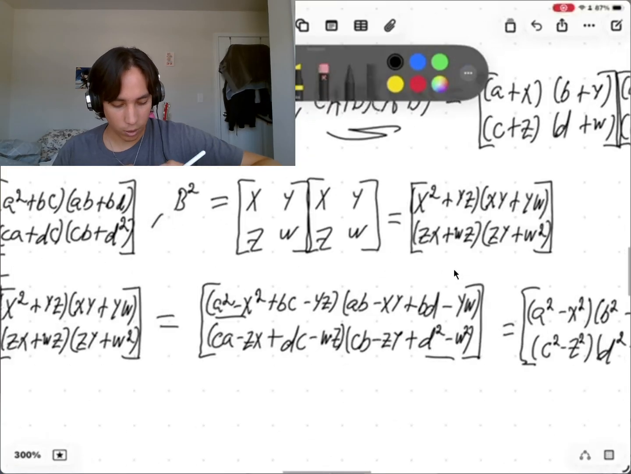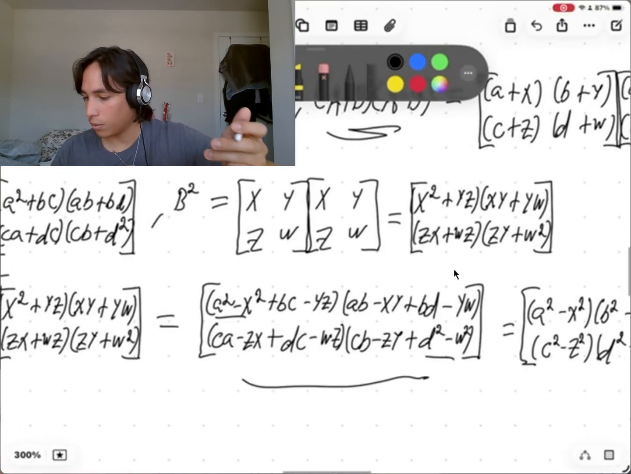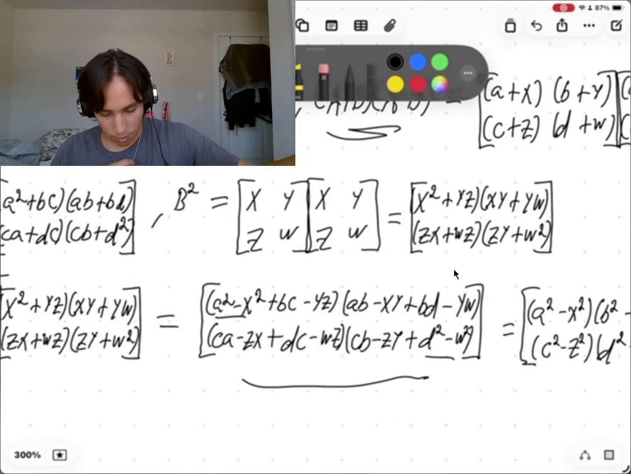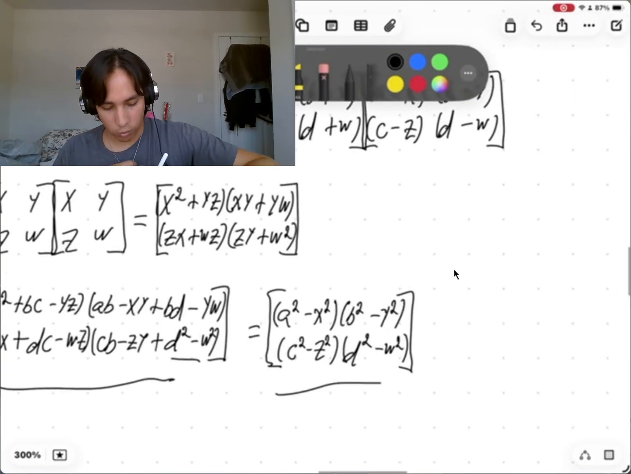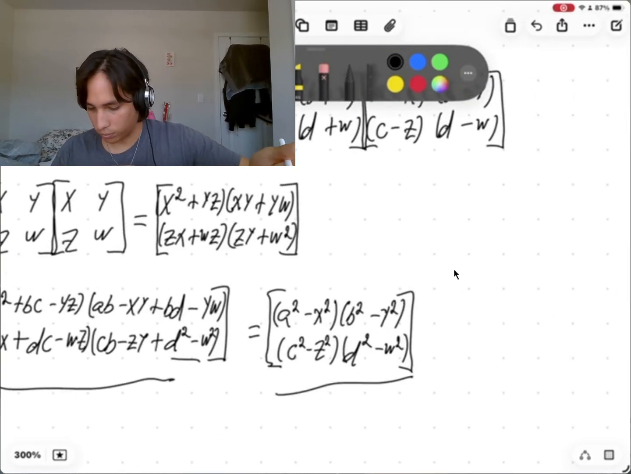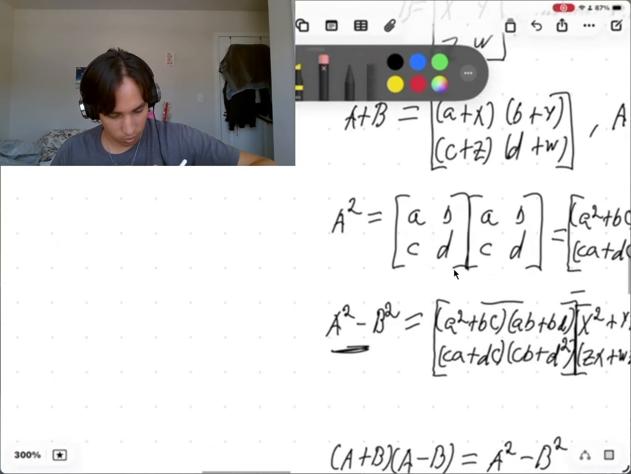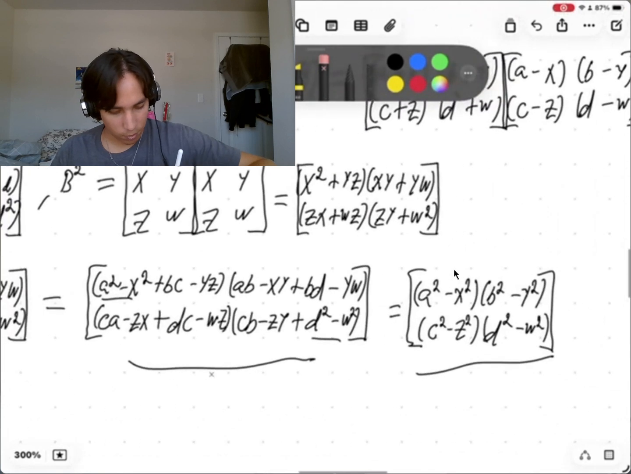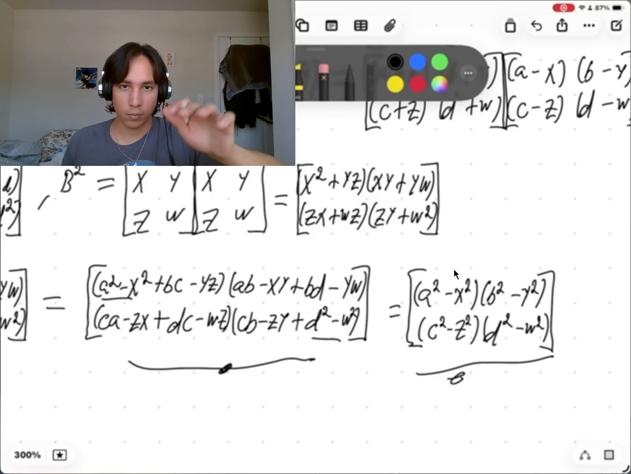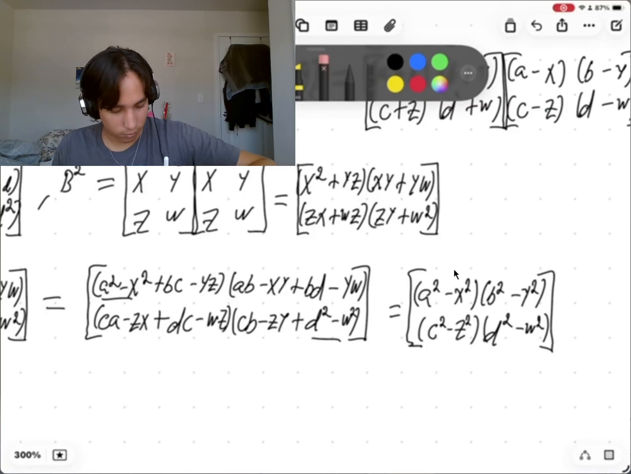this is what we got from the left side. This is what we got from a plus b times a minus b, and this is what we got from a squared minus b squared. No, I got it backwards. Hold on. Yeah, right? This is from the left side. I mean, this is from the right side. This is from the left side. Flipped it up.